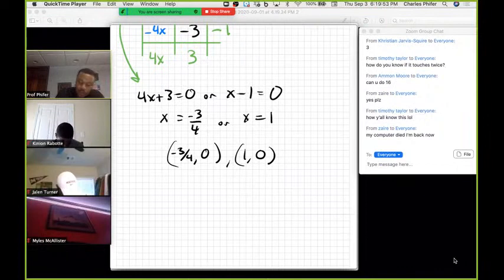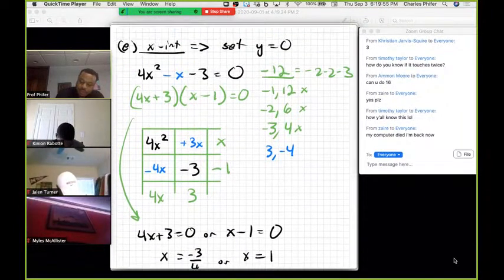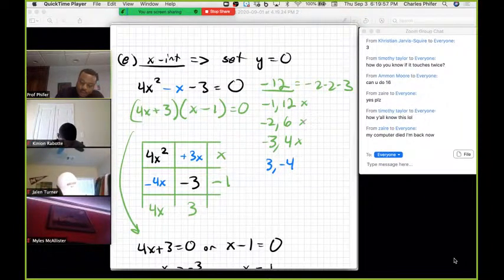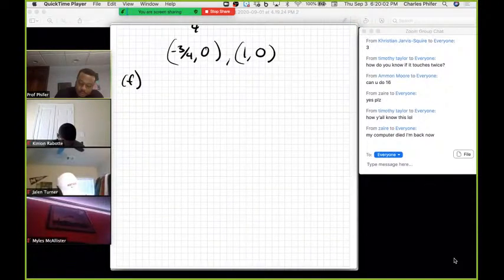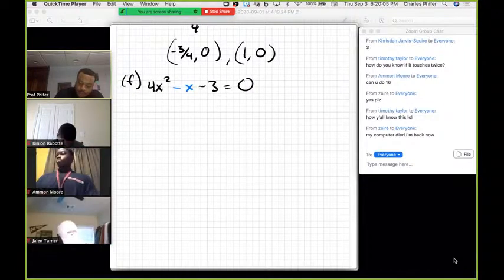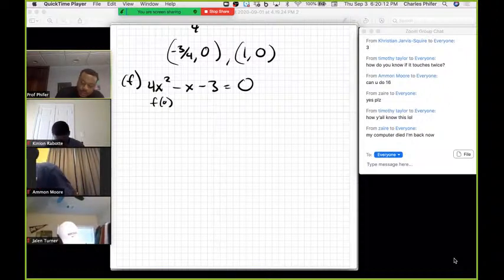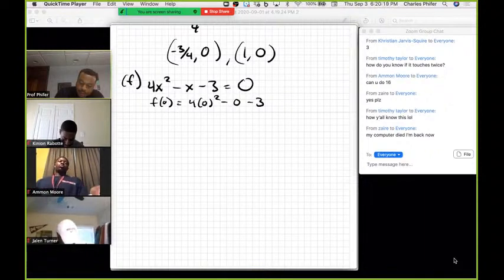F, the y-intercept. Let me get a copy of this right here. Copy, paste, style, and I want it all to be black. For the y-intercept, we just set x to 0, so we're going to do f of 0. That's 4 times 0 squared minus 0 minus 3. Again, this goes to 0, this goes to 0, and your answer's right there. So the y-intercept is 0, negative 3.